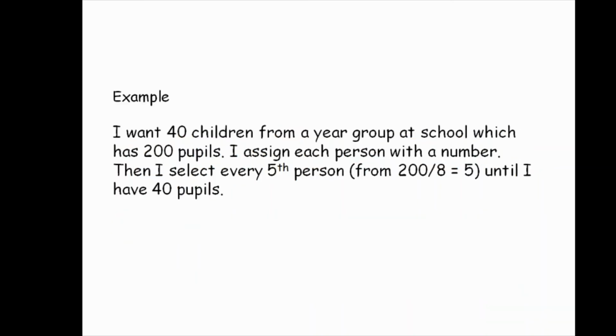So as an example, just going into detail of what a description would look like, if I wanted 40 children in a year group at a school which has 200 students, I'd assign each person a number, and then I'd randomise those students, either jumble them up or close my eyes or something like that, and then I'll select every 5th person until I have 40 students. So there will be no elements of duplication in this, it's just a case of working through it.